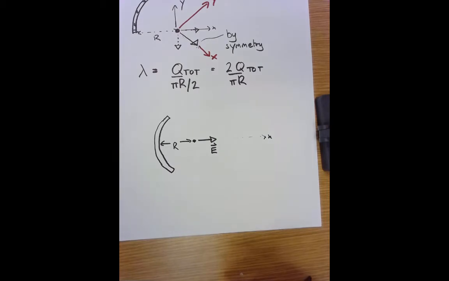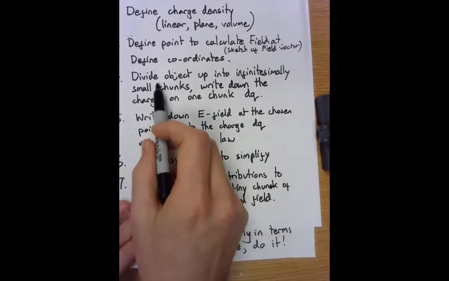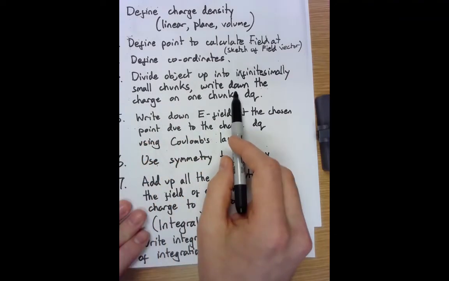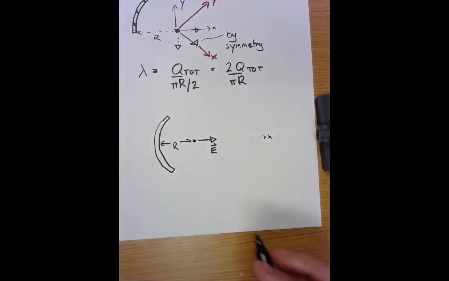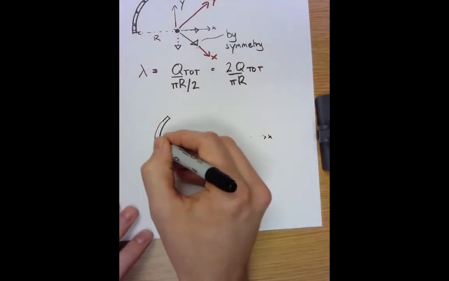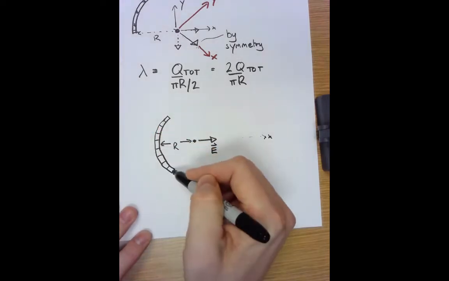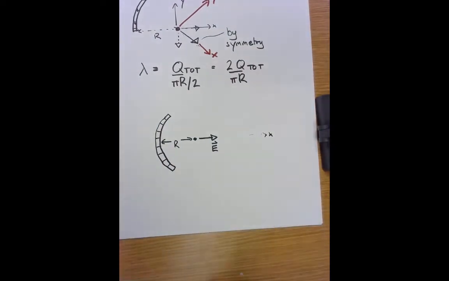The next step is to divide the object up into infinitesimally small chunks and write down the charge on any one chunk dq. Okay, so we're going to divide it up into what we're going to pretend are very small chunks, because I can't draw them as very small chunks.